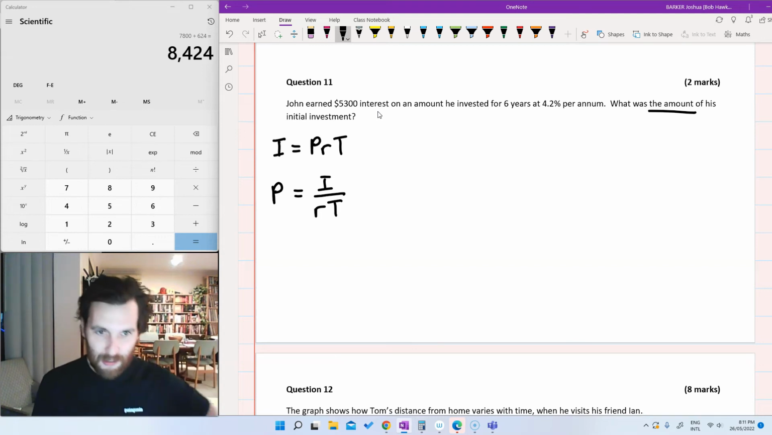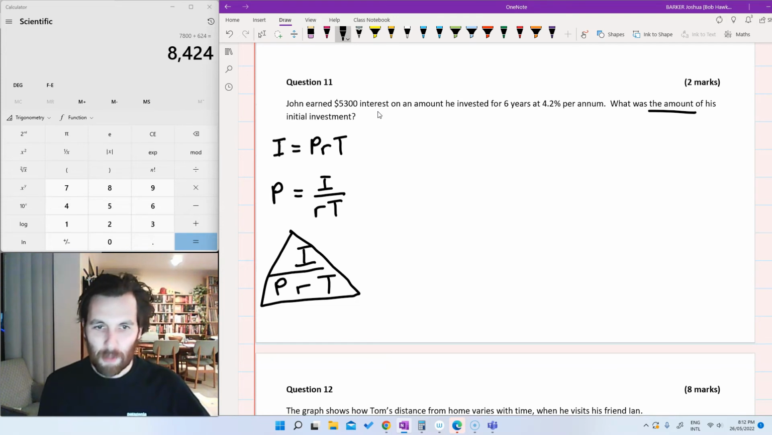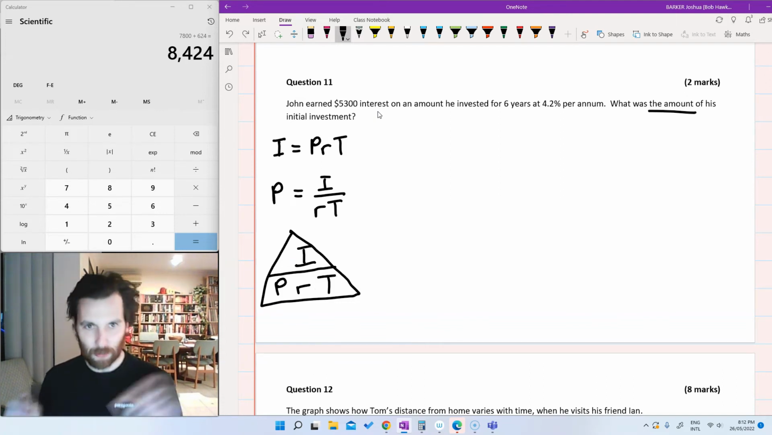What's quite helpful to visualize here can be like a little triangle thingy. So I over P R T, like this. It's on a little bit of an angle, I apologize for that. But essentially what you can do is, if you're calculating the interest, you can cover it up and it's leaving you with principal times rate times time. If you're figuring out the principal like we are, it leaves you with I over RT, so interest divided by rate times time. If you're finding out the time, for example, it would be interest divided by principal times rate. So it's just a handy little shortcut that you can use to help you figure out what the formula is.